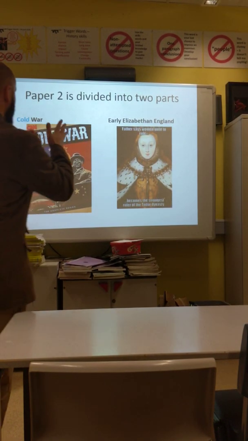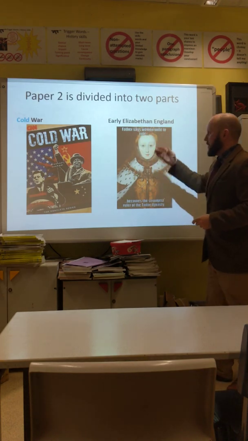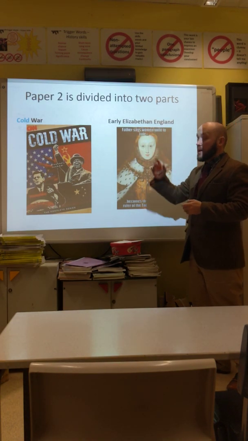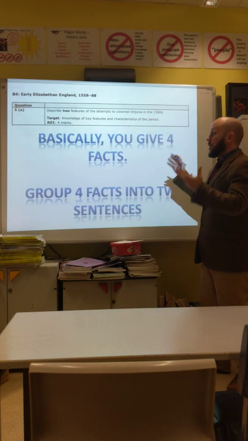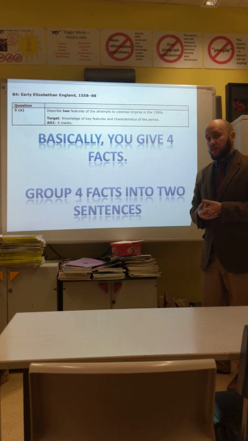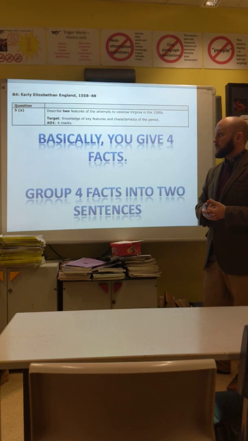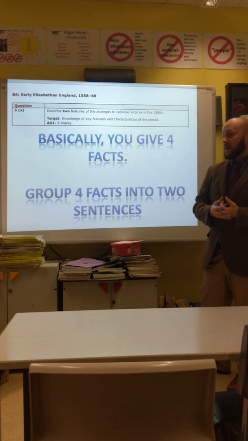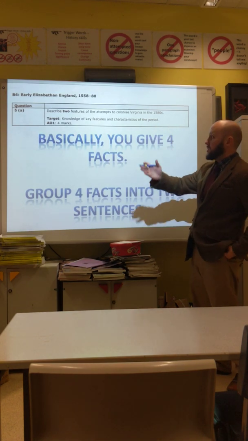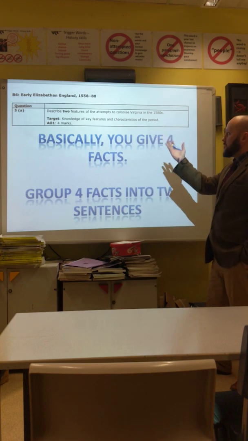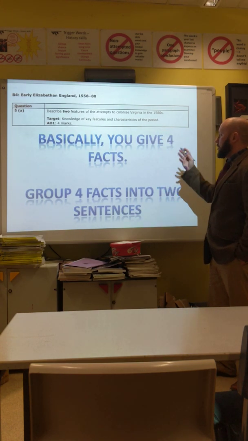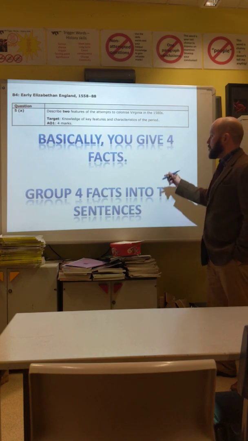We're looking at paper 2 and we're going to look at early Elizabethan England. So Cold War is the main part of your questions, but what I'm looking at today is early Elizabethan England. Question 5 on part 2 of your paper 2. You've done your Cold War, now you're on to Elizabeth. Basically you have to give 4 facts for a 2 features question. Your question is, for example, describe 2 features of something. In this case it's the attempt to colonise Virginia. So, 4 facts in 2 sentences.